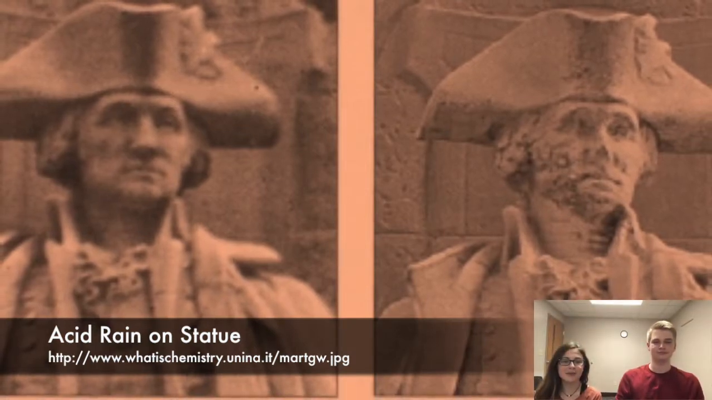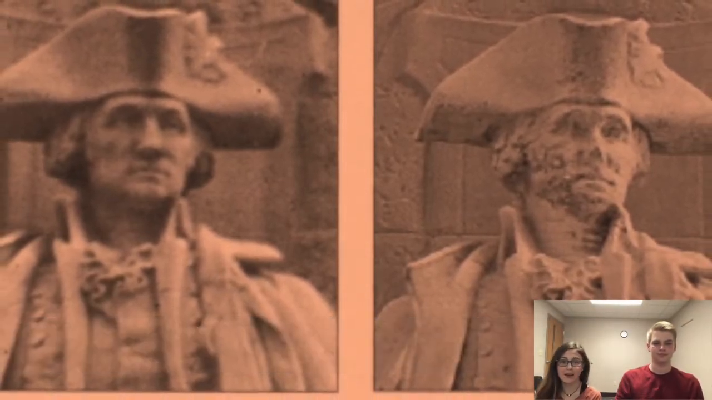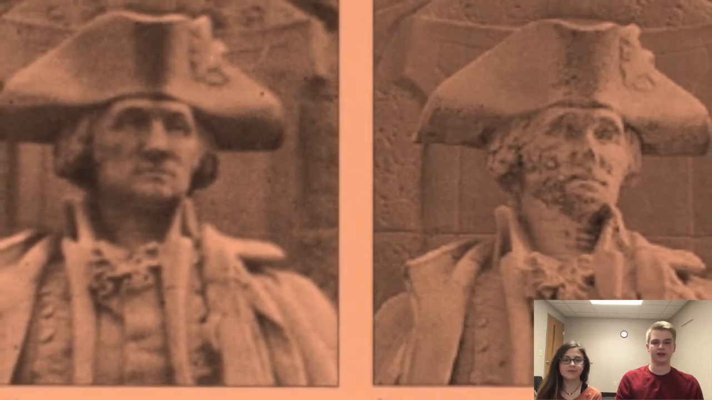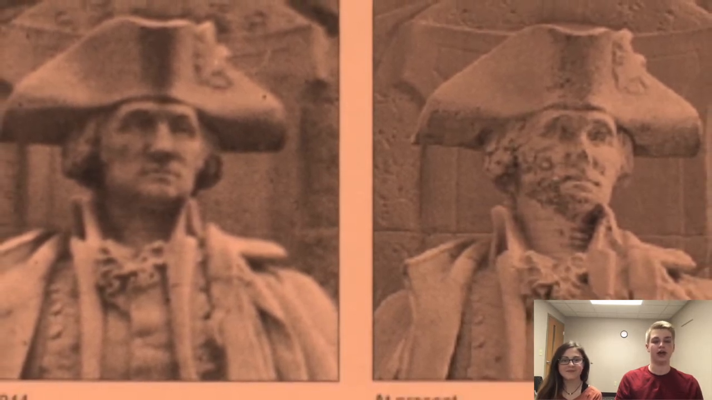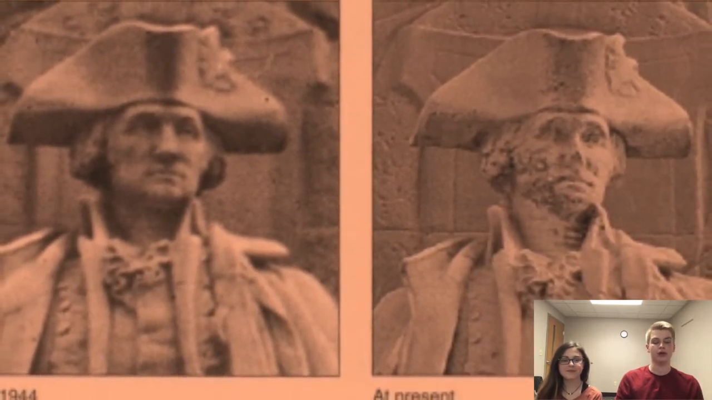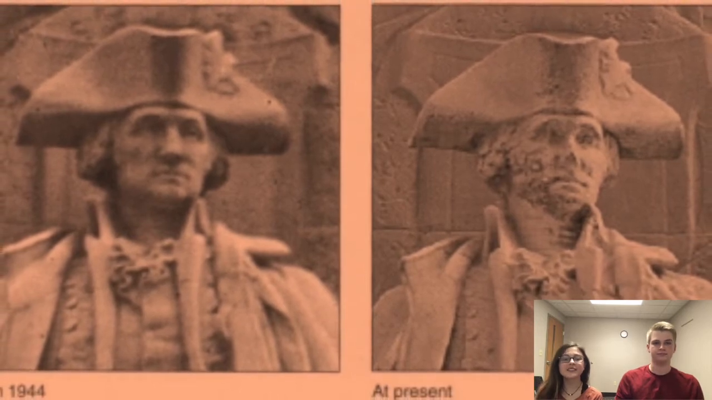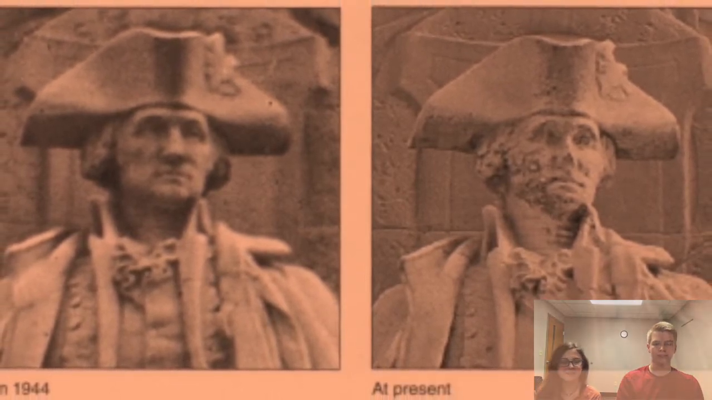Acid rain is any form of precipitation that contains acidic compounds. It forms when sulfur dioxide and nitrogen oxides are released into the atmosphere and transferred by wind and air currents. The compounds mix into water before it falls to the surface.